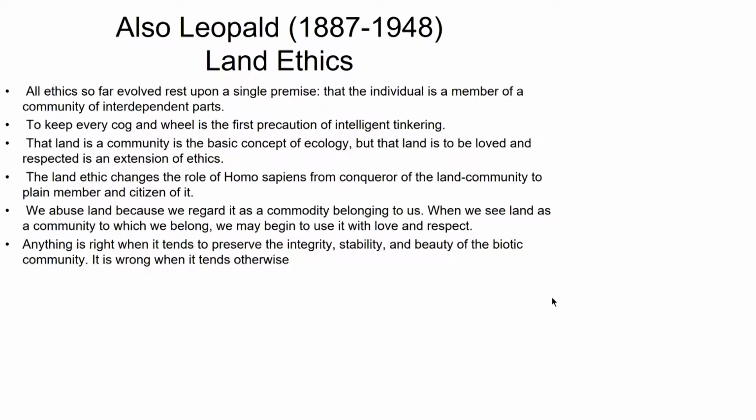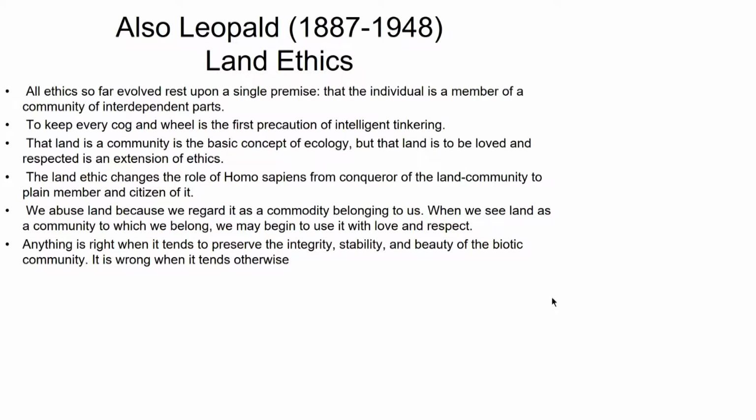We do not have an independent existence. Whether it is non-living nutrients, or the community that we live in, we are interacting with the other elements of earth. So, to keep every cog and wheel is the first precaution of intelligent tinkering. If we are thinking animals which are part of this system, we have to think about keeping every cog and wheel in its place.